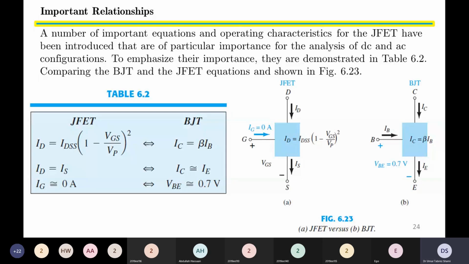However, if we look at the BJT, the collector current is a function of base current. And since there are two junctions between collector and emitter, the collector current is approximately equal to the emitter current. And third, the input voltage between base and emitter is 0.7 volts if we are using a silicon based BJT.